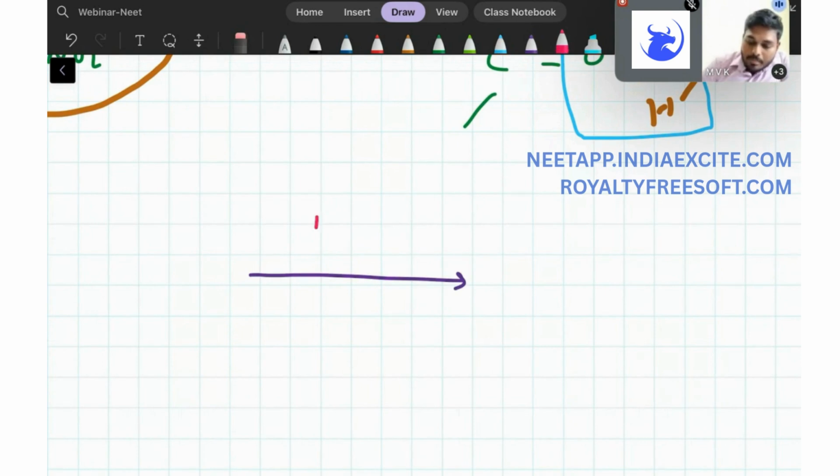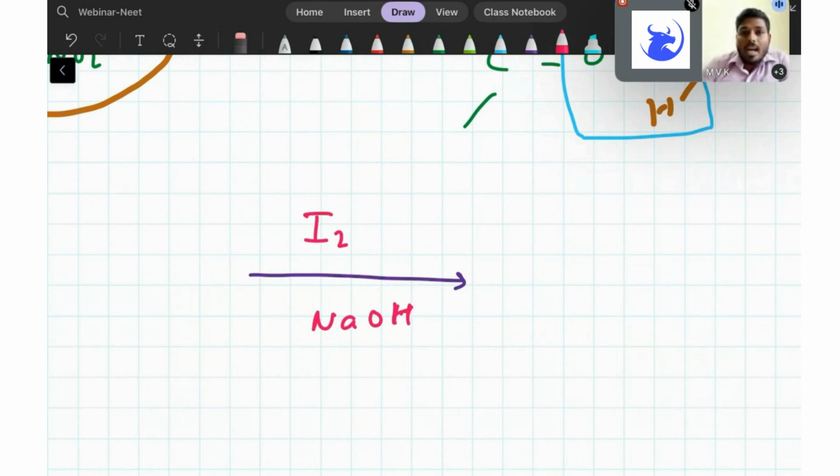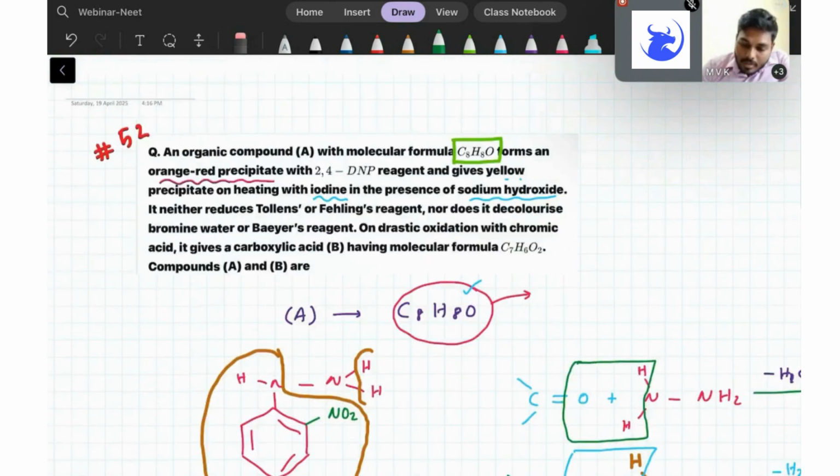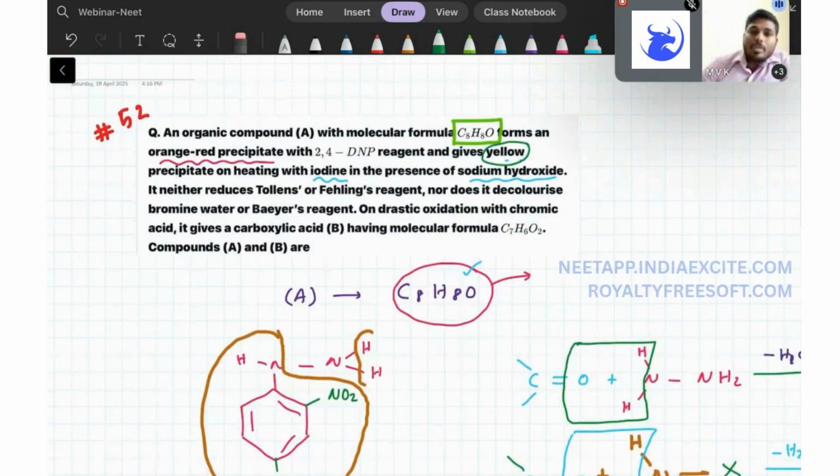So you see, we have I2 and NaOH, correct? Which is nothing but the haloform reaction. Now we know that, right? If they are giving a yellow precipitate, it means there is a formation of iodoform.